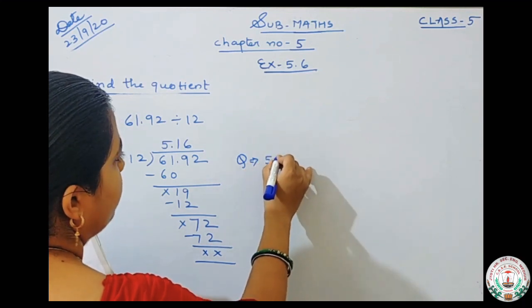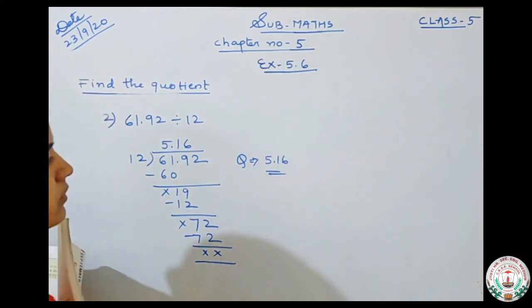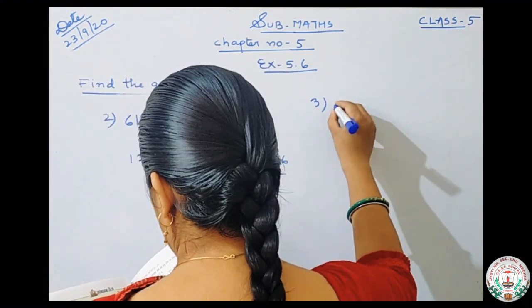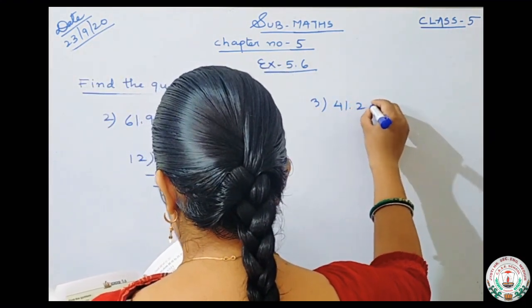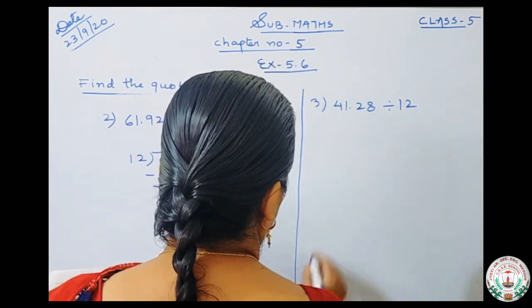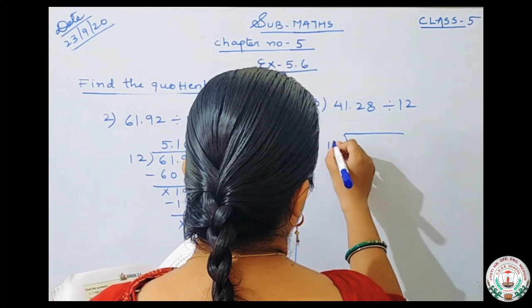Quotient is 5.16. Okay. Now number 3. Number 3 is 41.28 divided with 12. 12 is our divisor.